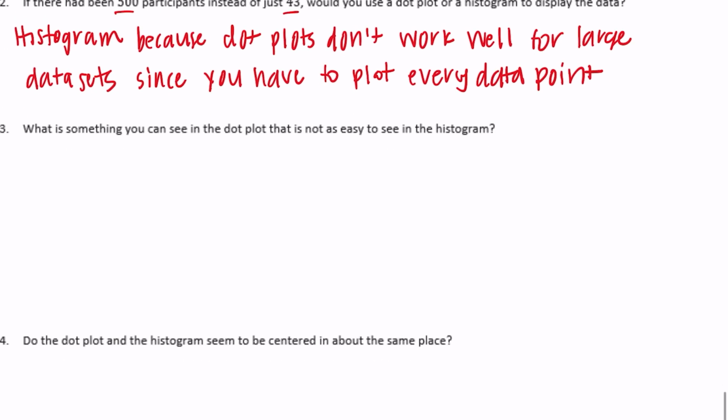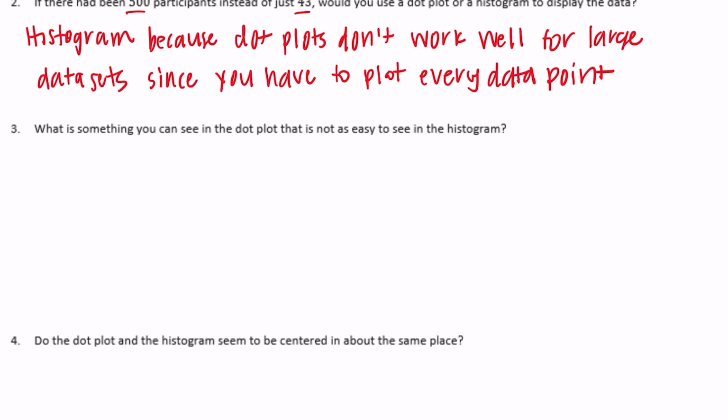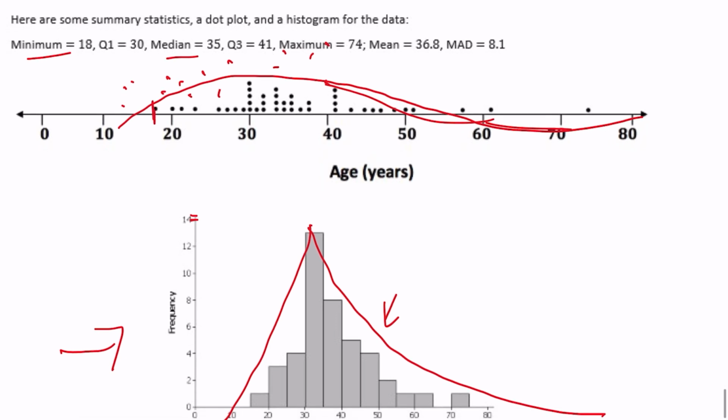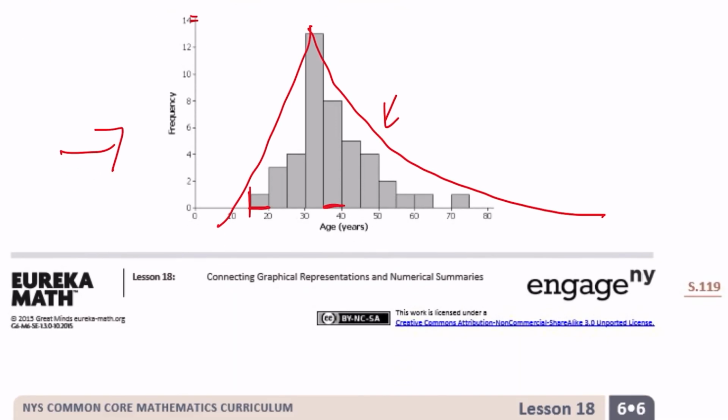Number 3, what is something you can see in the dot plot that's not as easy to see in the histogram? Kind of like what we talked about in number 2. In the dot plot, it's easier to see every single data point. So we can see the exact minimum. We know the minimum is right here, about maybe 18. We can see the maximum right there, probably 61 or 62. Here, we don't know what the exact minimum is or how many there are. It would be hard to find the median because it's just somewhere in the middle. We don't know exactly how many are there of each in between.